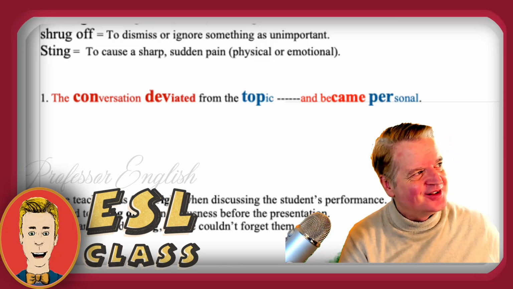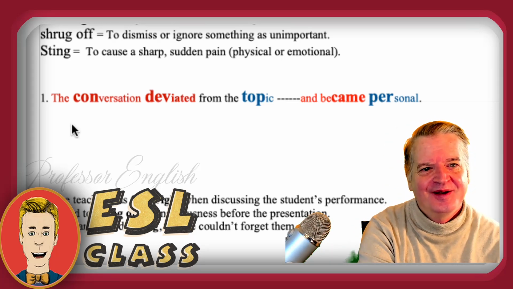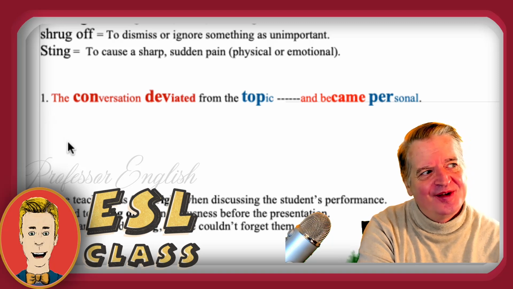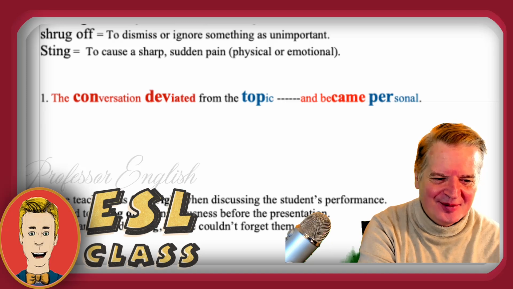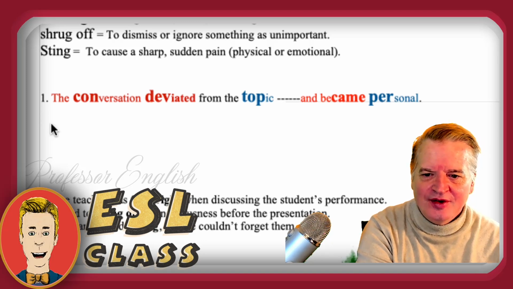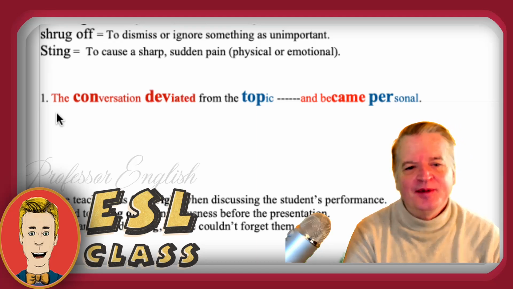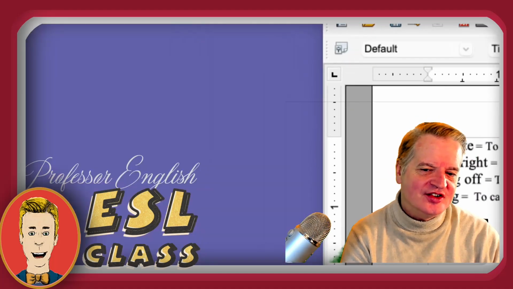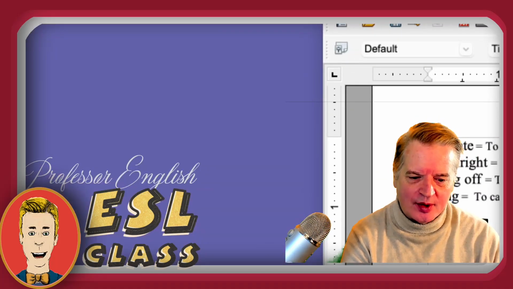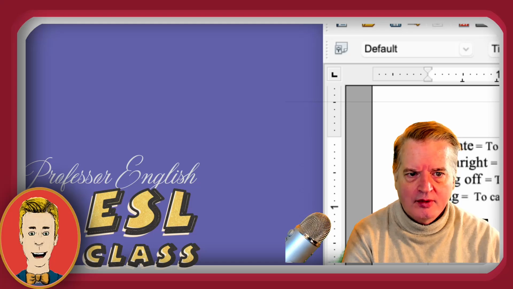Okay, what should be the answer? I don't know what the answer could be. Let's say someone interfered. Let's say because someone interrupted. So the conversation deviated from the topic because someone interrupted.